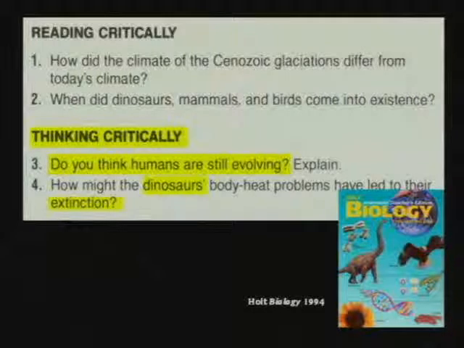Boys and girls, do you think humans are still evolving? What kind of question is that? That's one of those questions like, have you stopped beating your wife yet? Wow, now let me think. If I say yes, I'm admitting I did. If I say no, I'm still doing it. Hey, did you know it is possible for the question to already have a built-in assumption? That's not a fair question. And it's certainly not a question to learn to think critically.